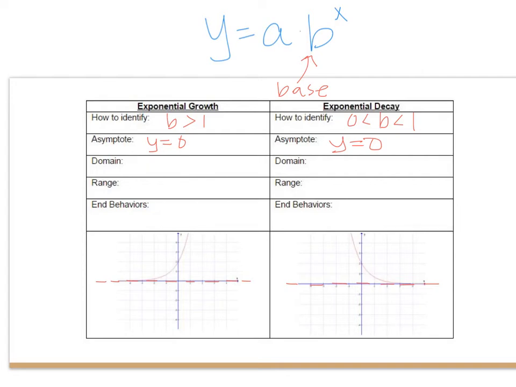The domain for these functions, whether it's growth or decay, will be all real numbers, and we'll do a little bit of interval notation in this unit. So all real numbers in interval notation, we say, goes from negative infinity to infinity. Whereas the range is a little bit more restricted. We don't get negative values, again, in the parent function for these types of graphs.